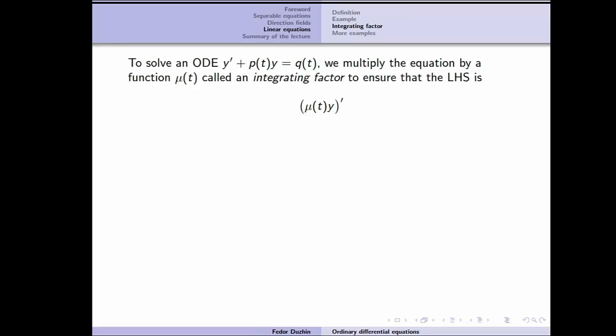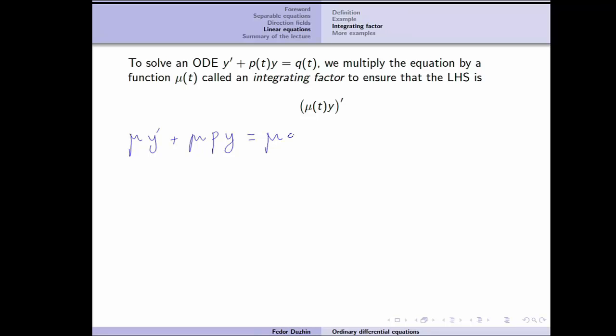Right, so the idea is that we want to multiply our whole equation by some unknown function mu of t, which is called the integrating factor, to ensure that the left-hand side is just as we want it to be. So what happens if we multiply the whole equation by mu of t? Then the left-hand side becomes mu y prime plus mu p y. Now I'm skipping the argument t, so I hope it's alright. Now instead of g of t, the right-hand side became q of t. Well, I hope it's not a big deal either.